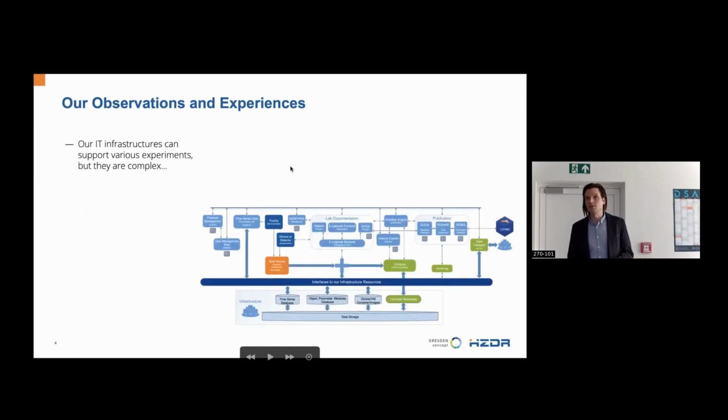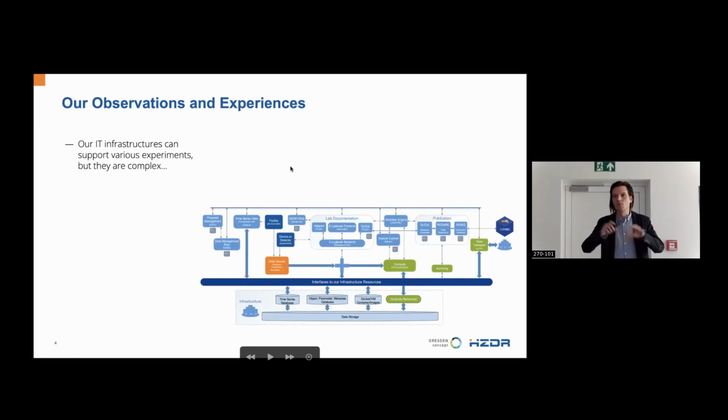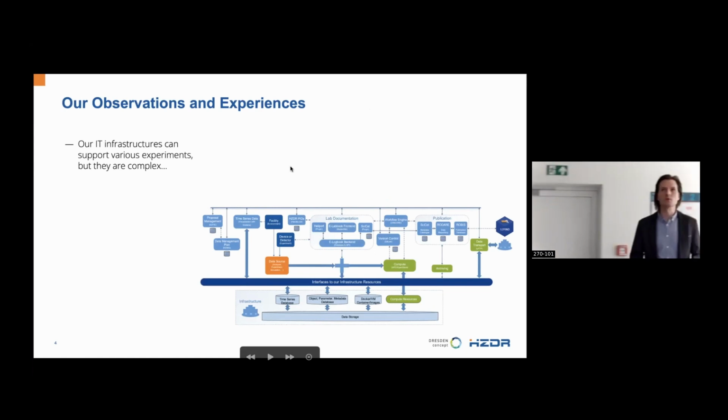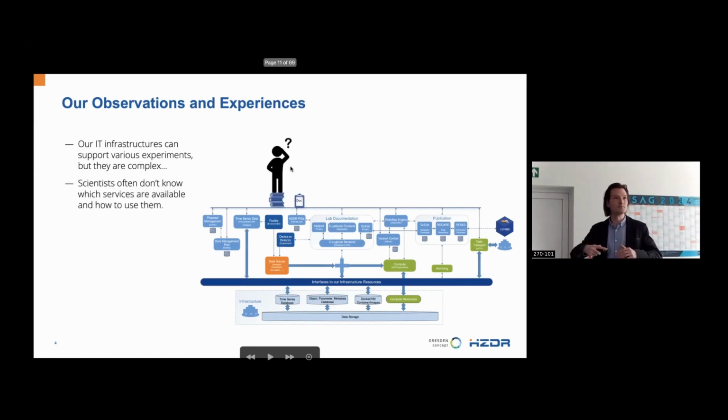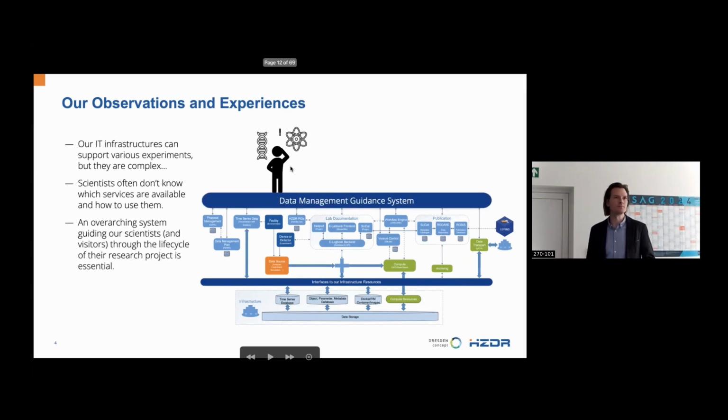So I started in 2019 to write a big picture of all our services. There are so many different services. I have here an overview of them. And the IT infrastructure is really complex. These are only the services inside HZDR. And our scientists and also the visiting scientists often don't know what happens here, what is available, and how they can use these resources. So we realized that we need an overall data management guidance system. That was back in 2019.